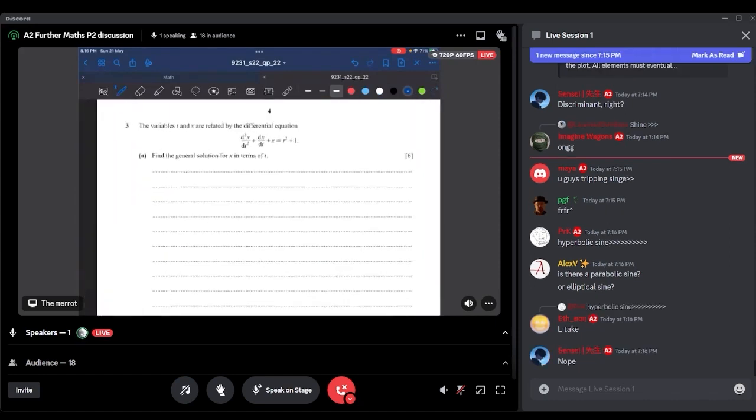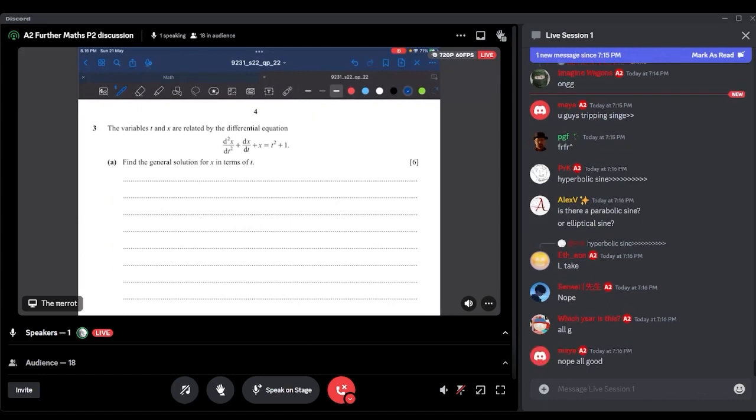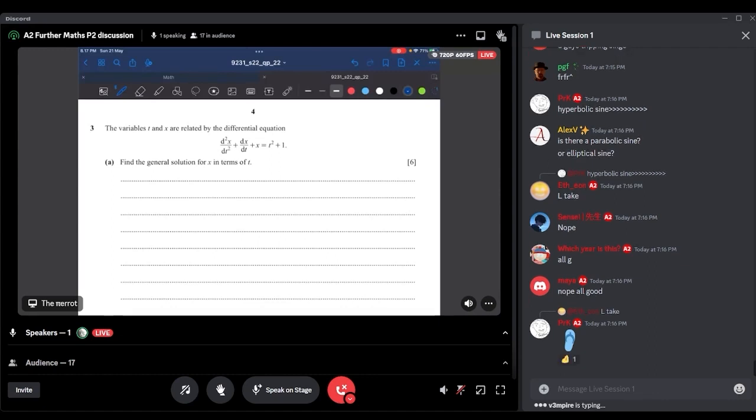Okay, thank you. Right, next question is a differential equation. The variables t and x are related by the differential equation, and we have to find the general solution for x in terms of t. So of course we have to split into two cases first, homogeneous and non-homogeneous. Homogeneous, just so that you remember, is when it's equal to 0, and non-homogeneous is when you consider the function here.